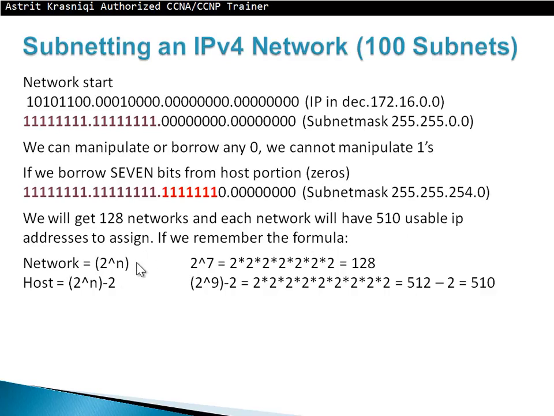So if we look at the formula, 2 to the power n for the networks. If you borrow 7 zeros, it changes into ones. The formula is like saying 2 times 2 is 4, times 2 is 8, times 2 is 16, times 2 is 32, then times 2 is 64, times 2 is 128. So 128 networks. That leaves us with 9 zeros. It's like saying 2 times 2, 9 times, which is 512. So 2 times 2 is 4, 8, 16, 32, 64, 128, 256, 512. So 512 minus 2, 510.